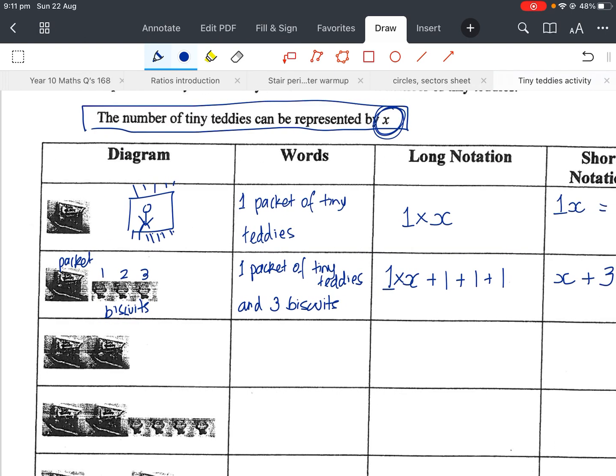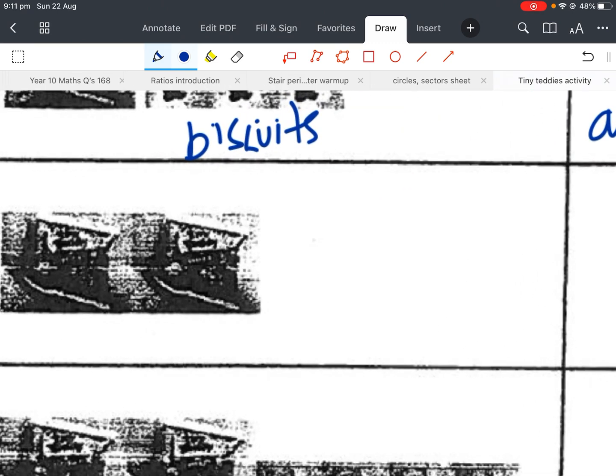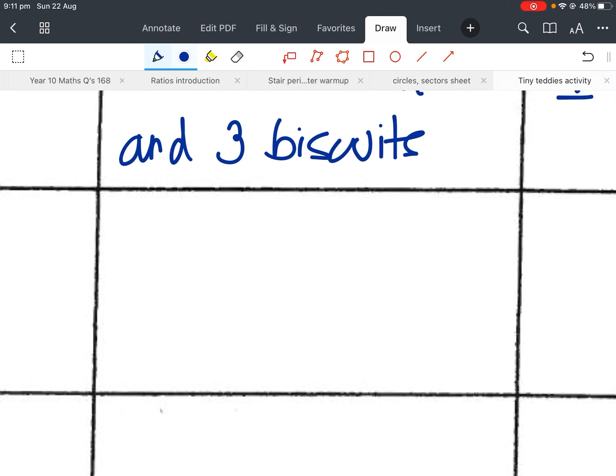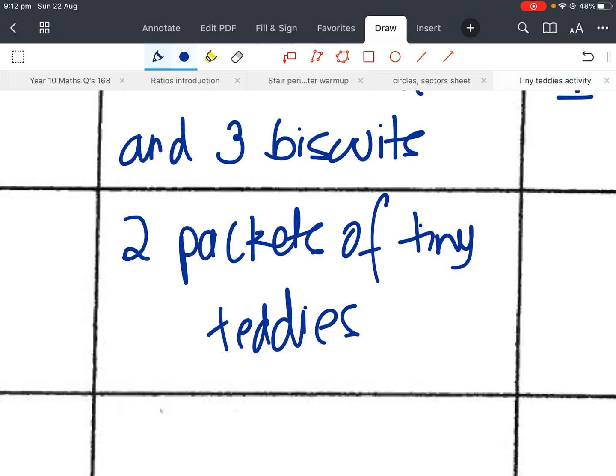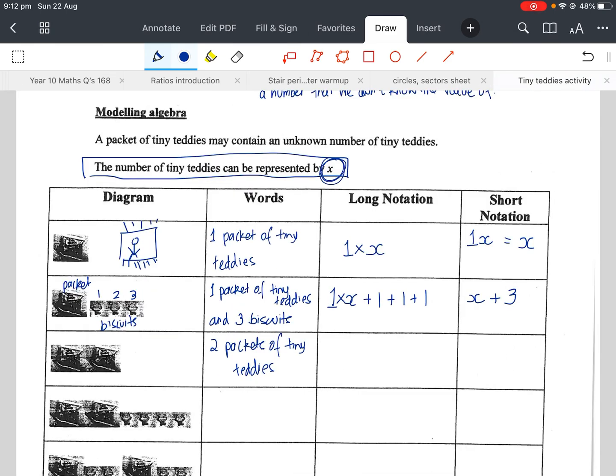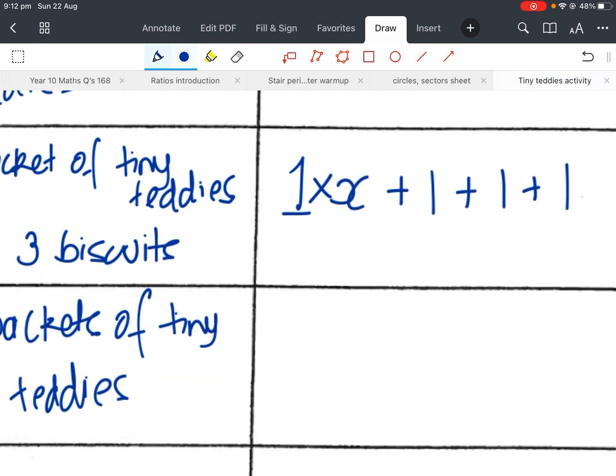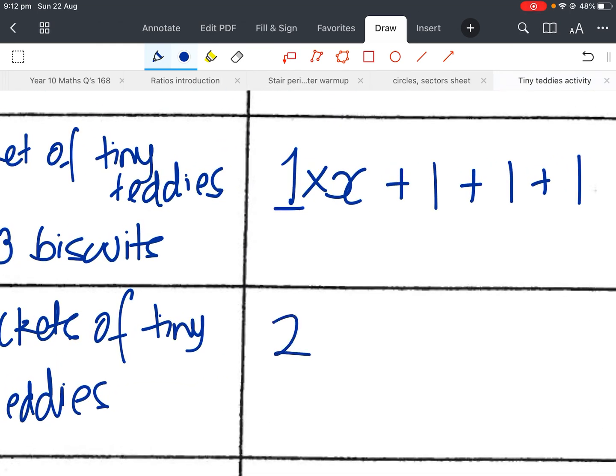Right, let's try the next one. This time I have 2 tiny teddies packets. So let's write that in words. Write this in your sheet with me, please. 2 packets of tiny teddies. Now remember, what did we say? Our packets of tiny teddies are represented by X. So this time, instead of 1 times X, I'm going to write 2 times X, aren't I?